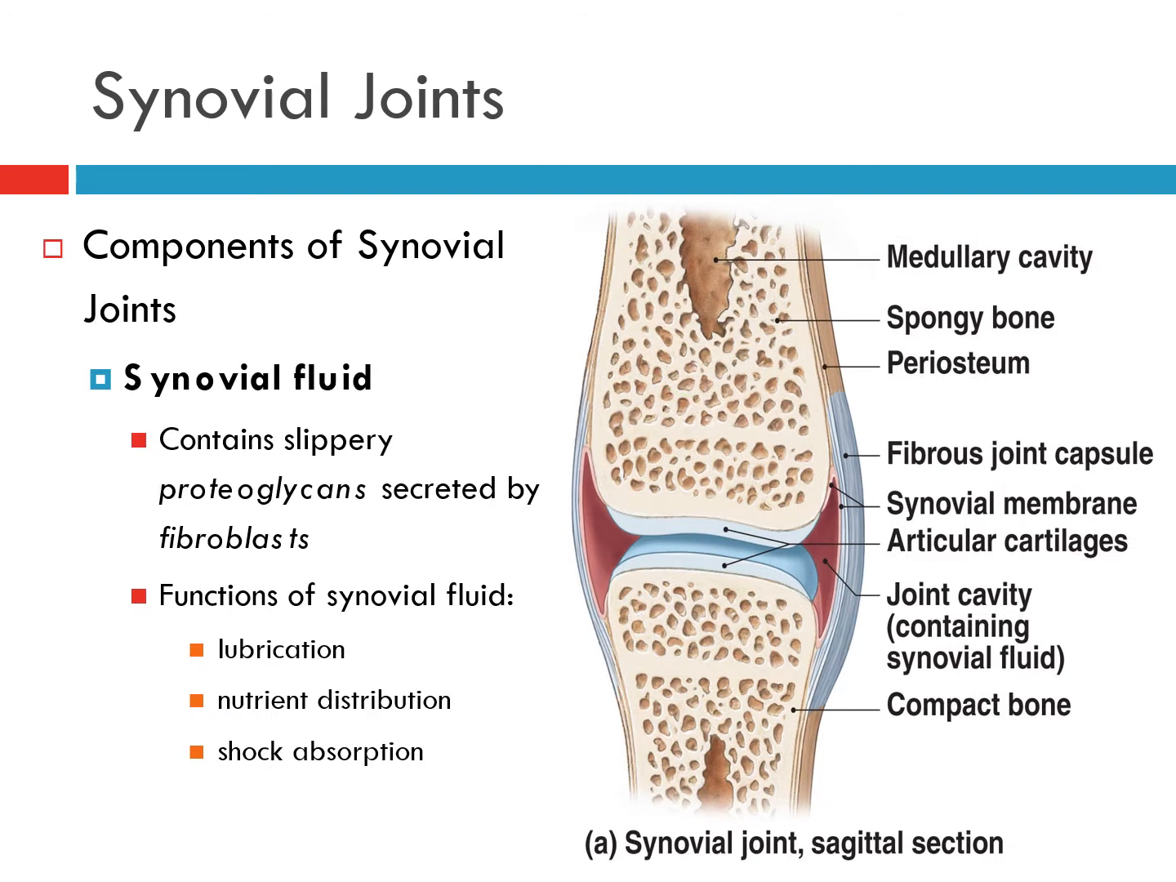All right, so our fluid is a slippery substance. It's made up of proteoglycans, which are secreted by fibroblasts. And the function is to lubricate the joint. You remember nutrient distribution: cartilage is avascular and needs to take up its nutrients through diffusion. So all those nutrients are being diffused through the synovial fluid into that articular cartilage.